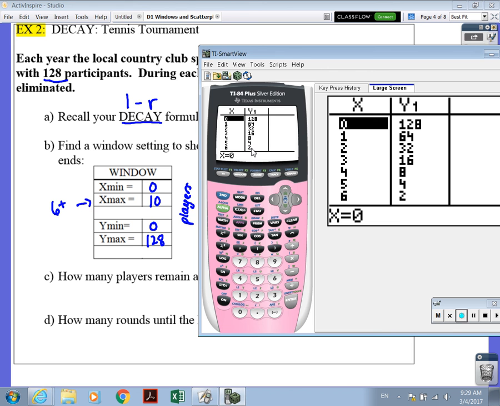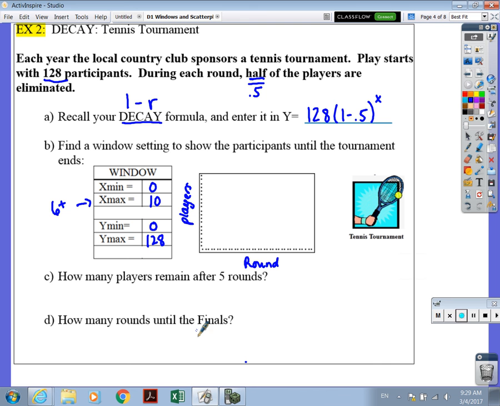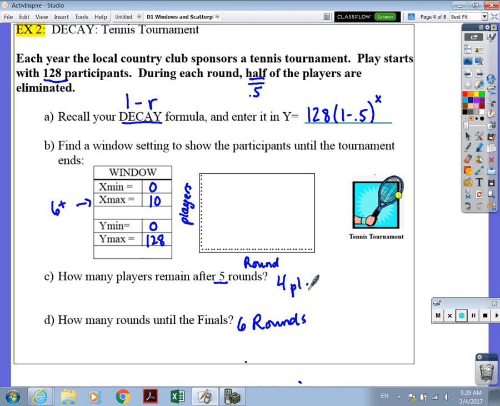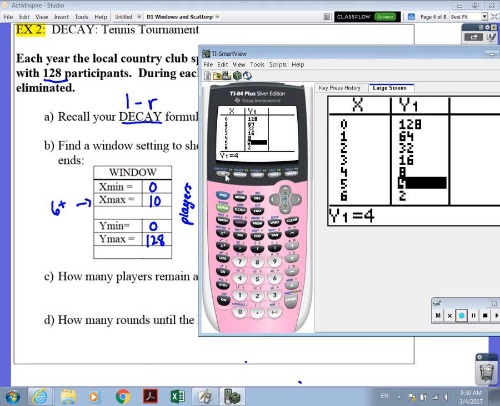Again, think about what's happening here. It's a tennis tournament, 2 people playing the finals. So it says how many rounds until the finals? That answer is going to be 6 rounds. And then if I'm answering this question, how many players remain after 5 rounds, I'm going to look at row 5 in the table, and I'm going to see that there are 4 players in that round.